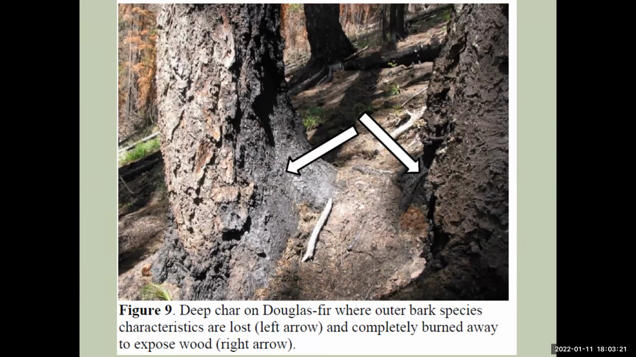Light charring, you can assume unburned for almost all tree species, except for the very thin bark species like lodgepole pine and maybe whitebark pine. And then moderate is pretty much a coin flip for most tree species. You really don't know what happened underneath with moderate char, except for Douglas fir, where if you have moderate charring, you can assume that the cambium underneath is alive.